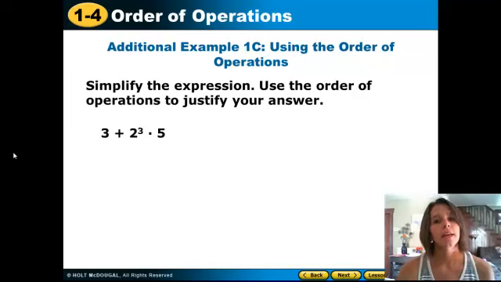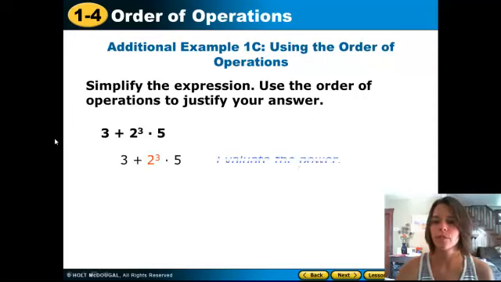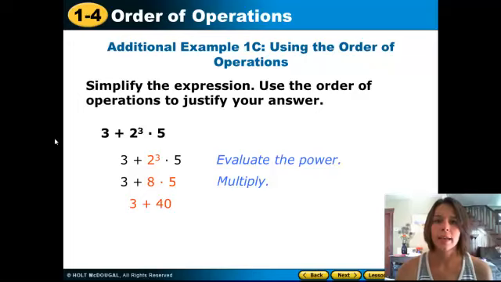Next example, let's look for grouping symbols. There are none. I do, however, have an exponent, 2 to the third power. So I'm going to solve that first. 2 times 2 times 2, which is 8. Then I've got multiplication to work with next. 8 times 5 is 40. And my last step will be to add 40 plus 3 to get a final answer of 43.